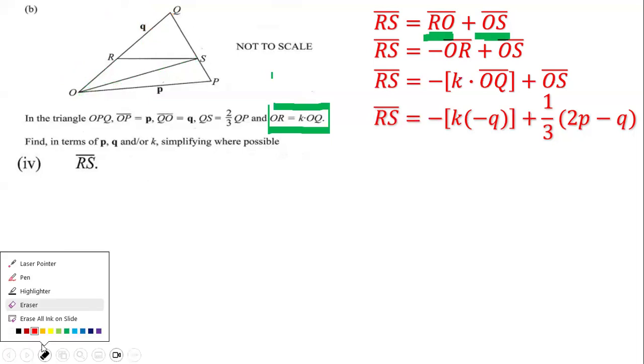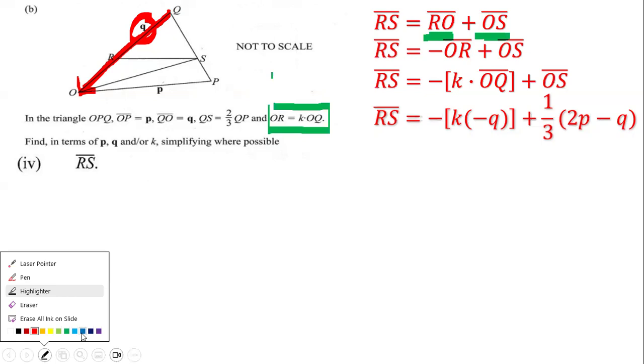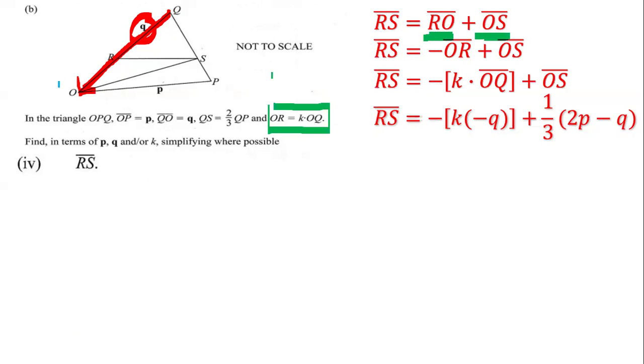So you could get an understanding of what's happening. Notice that if we're going from Q to O in this direction, that's this Q. But we're not going from Q to O, we're going in the opposite direction. We're going from O to Q. And since we're going in the opposite direction, we have to put that negative sign to indicate that. And so that's why OQ is equal to negative Q.